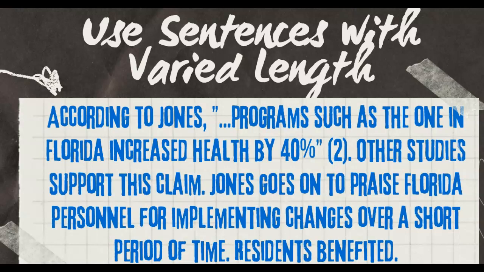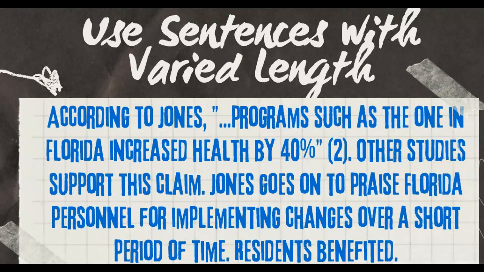So it's according to Jones, and the little quotes backwards, it should be facing the ellipsis. This is an ellipsis. The ellipsis means that this person took a quote out of the middle of a sentence in their source. So programs such as this one in Florida increased health by 40%, and there's the page number. This is actually MLA format. It's not APA. If it were APA, Jones would have a date here before the comma in parentheses, and you would also see P period space and the page number. So just keep that in mind that this is MLA.